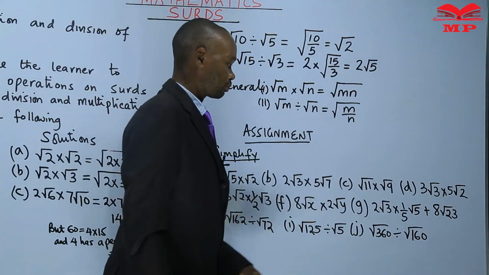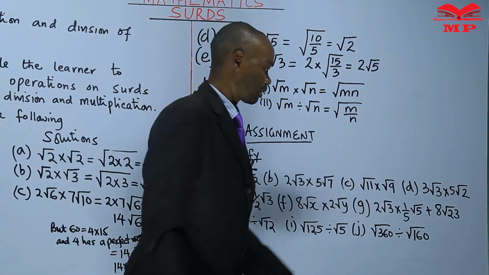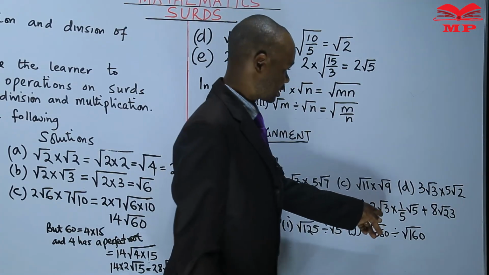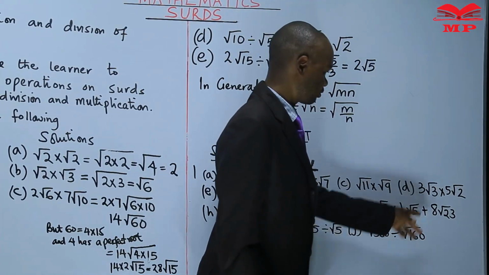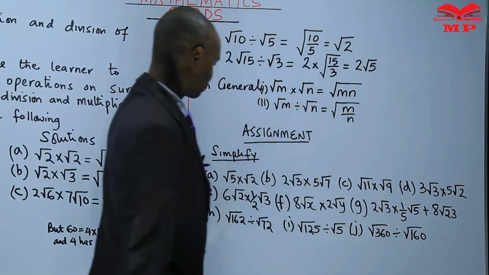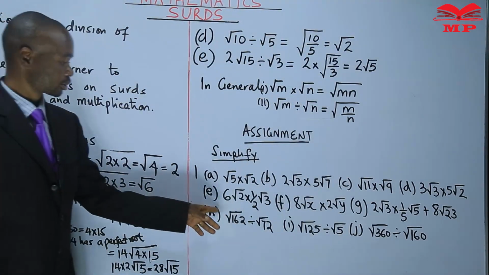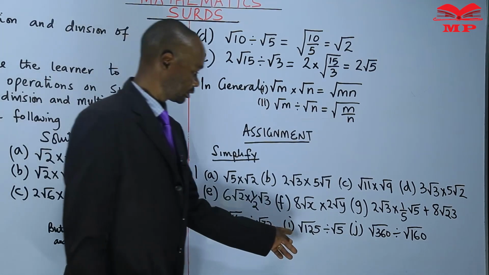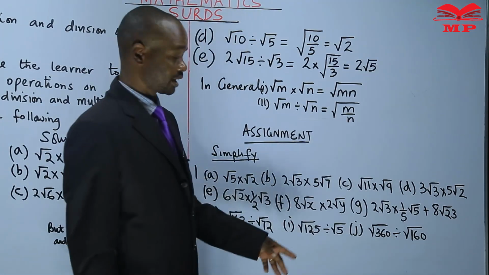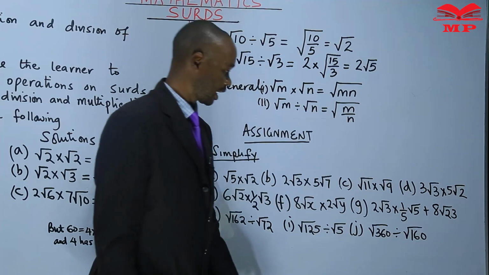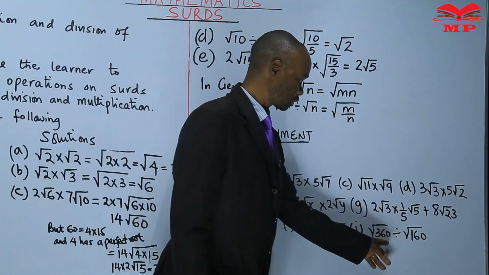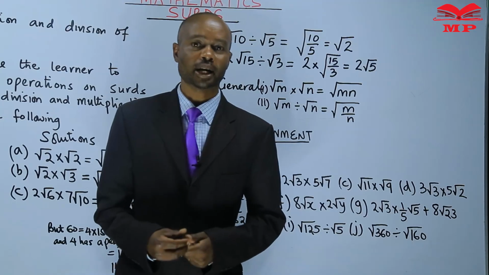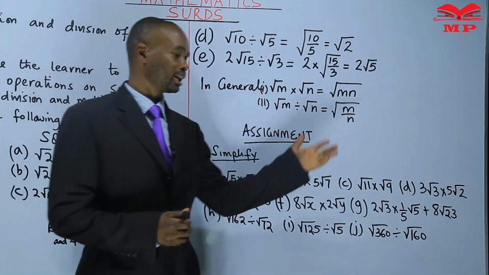F, 8 square root of x times 2 square root of y. G, 2 square root of 3 times a fifth square root of 5 plus 8 square root of 23. H, square root of 162 divided by square root of 72. I, square root of 125 divided by square root of 5. J, square root of 360 divided by square root of 160.